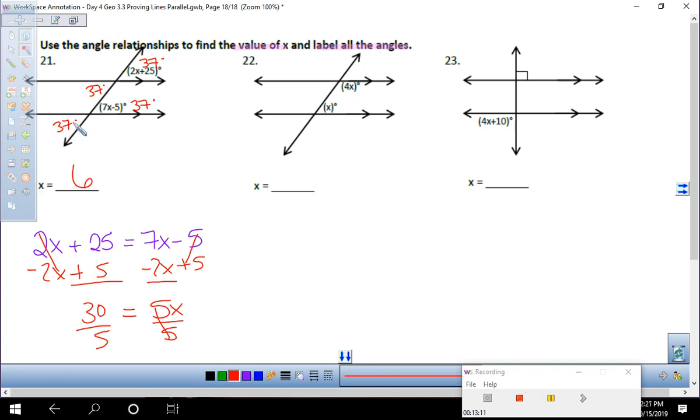And then to figure out my other 4 angles, I just need to figure out the linear pairs. So 180 minus 37 is 143. So I can fill in 143 for all of those angles as well. So just one extra step from the problems we did earlier, finding x, but then plugging it back in to find the rest of the angles. So go ahead and pause the video and finish up 22 and 23, and then you can come back and check your answers.